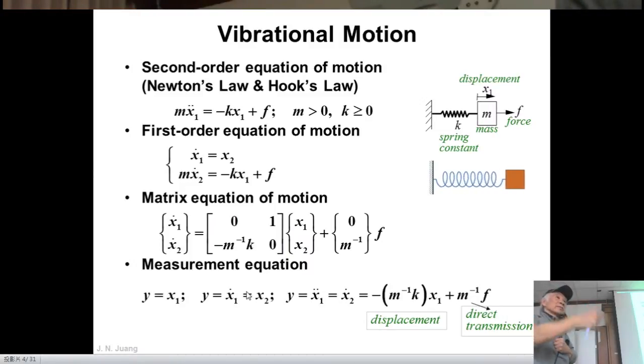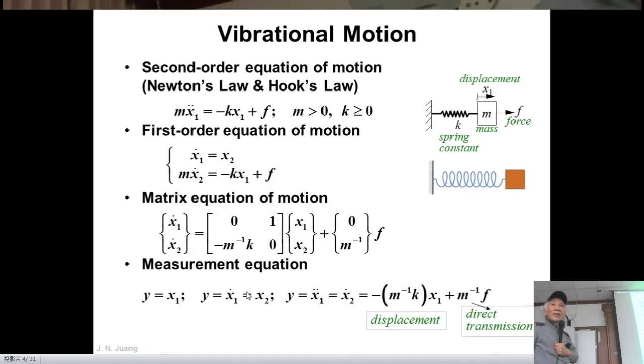On the other hand, if you obtain a measurement equation which has only a direct transmission term, that means you are doing a rigid body motion measurement. If you have two terms involved, the direct transmission term plus the displacement term, you will know that is not rigid body motion. That is vibrational motion.